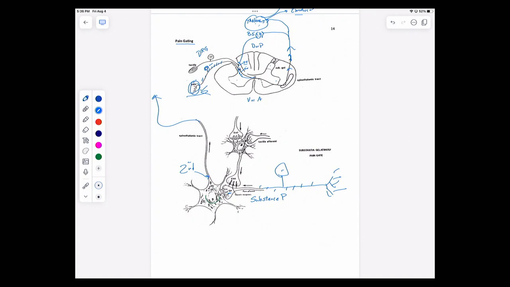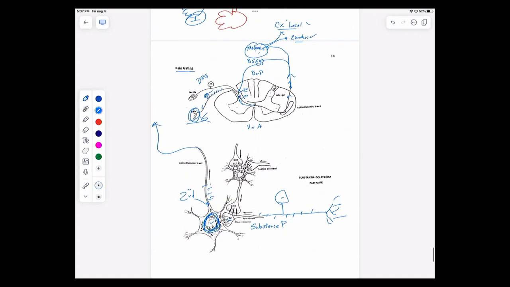Substance P is released onto these neurons here, and when you stimulate these neurons here, that is part of a pain signal. So stimulating these neurons means you're going to feel pain. So the more substance P that's being released, the greater the frequency of this pain neuron here, and the greater pain you're going to experience. So that's that.